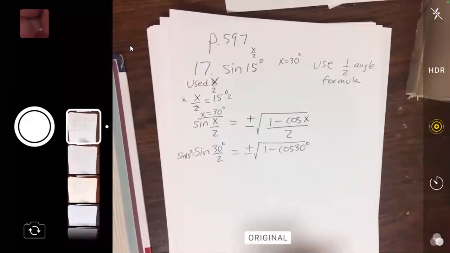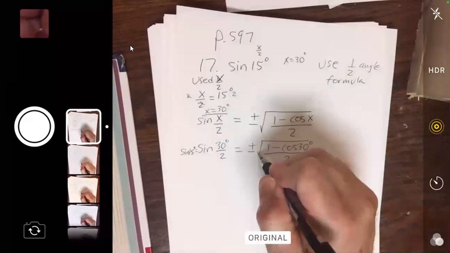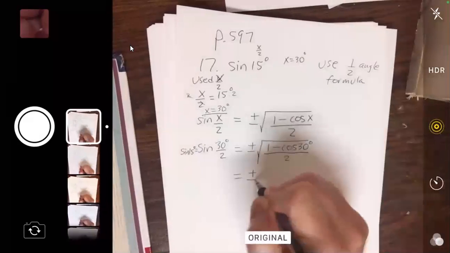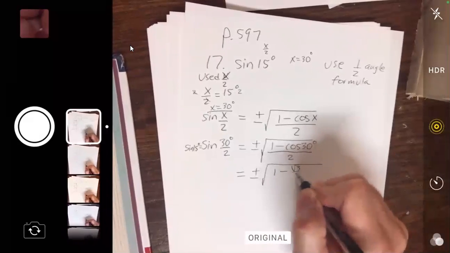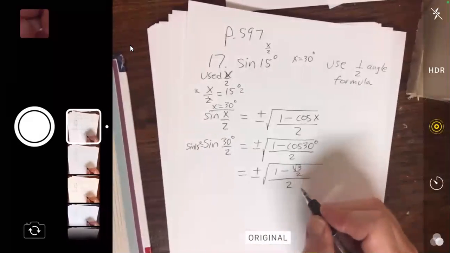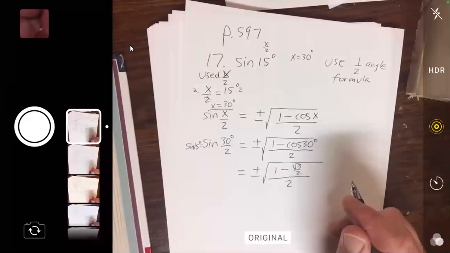The rest of this is just trying to massage it into their form of the answer, plus or minus square root 1 minus the cosine. If you remember, cosine 30 is the x leg, so it's root 3 over 2, all over 2. I usually let people quit at this point because the rest of this is just nothing but nasty algebra.